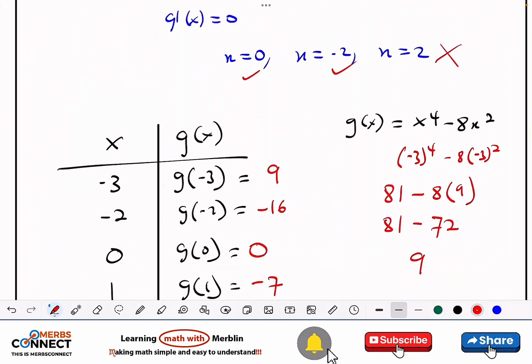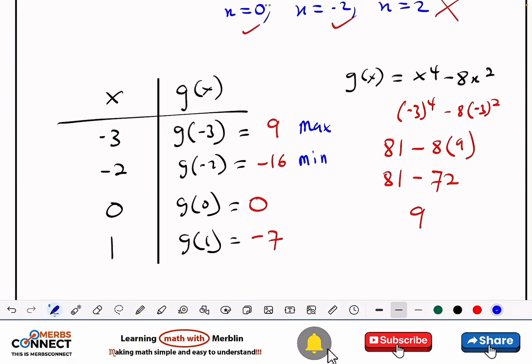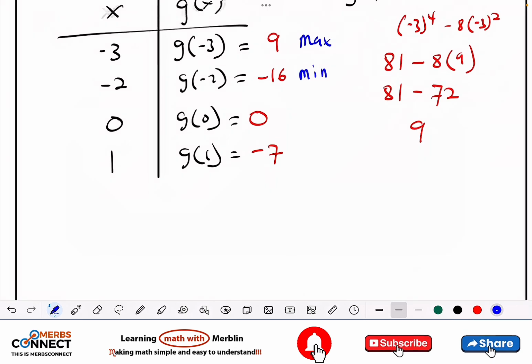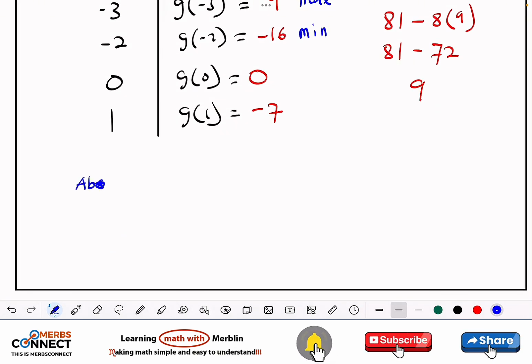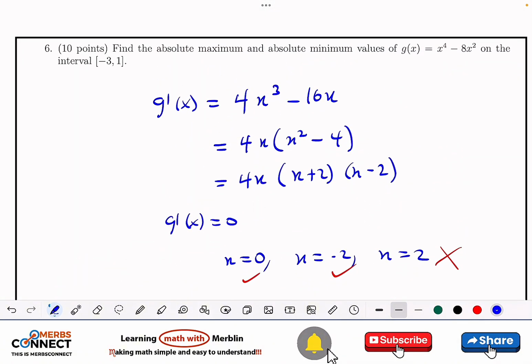So now locate the absolute maximum, and we can see that the maximum will happen here, and then the minimum will happen here. Good. So that is what we are going to get at the end of the day. All right. So let me just write. The absolute maximum is 9 at x equal to minus 3, and the absolute minimum is negative 16 at x equal to minus 2. Good. So this is what we are going to get for question 6.